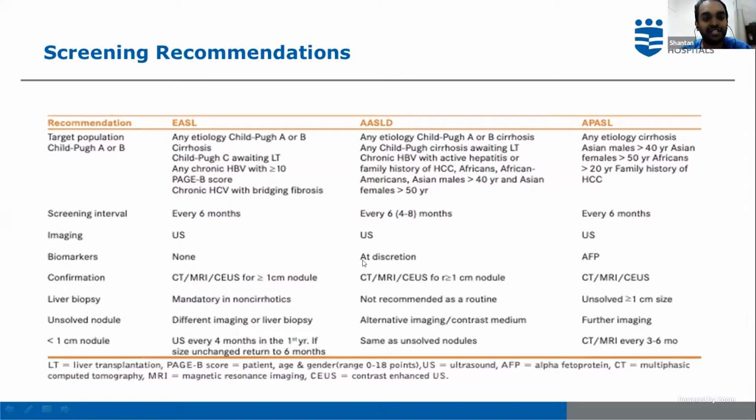With a nodule of more than 1 centimeter, further imaging has to be done with CT, MRI, or contrast ultrasound for determination of the lesion. If a nodule of less than 1 centimeter is there, CT or MRI every 3 to 6 months as per APASL, or ultrasound every 4 months up to 1 year if the size is unchanged. If there is an increase in size, further investigation has to be undertaken.